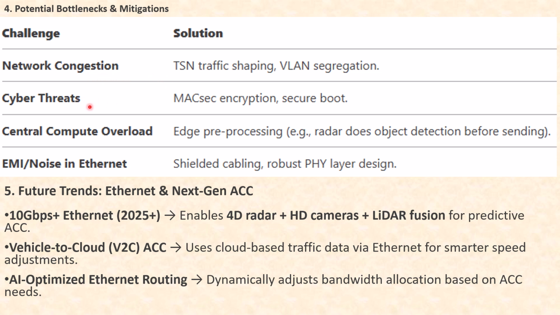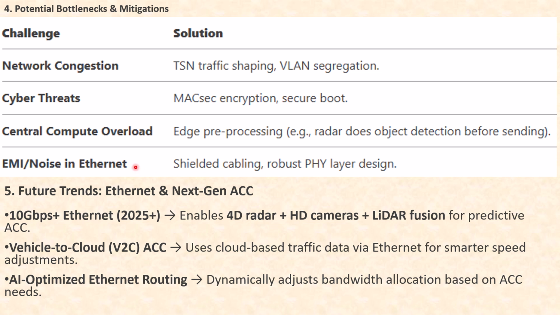Next challenge is cyber threat, and the solution is MACsec encryption, secure boot. And when it comes to central compute overload, edge pre-processing, radar does object detection before sending. And when it comes to EMI noise in the Ethernet, the solution is the shielded cabling and robust 5-layer design.